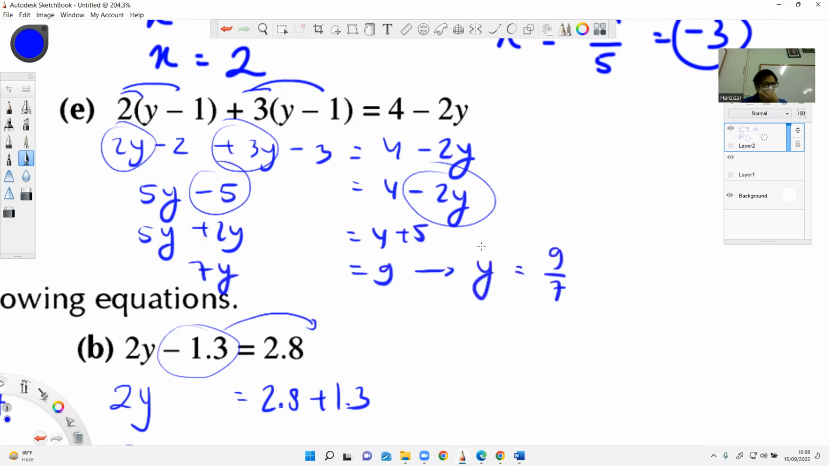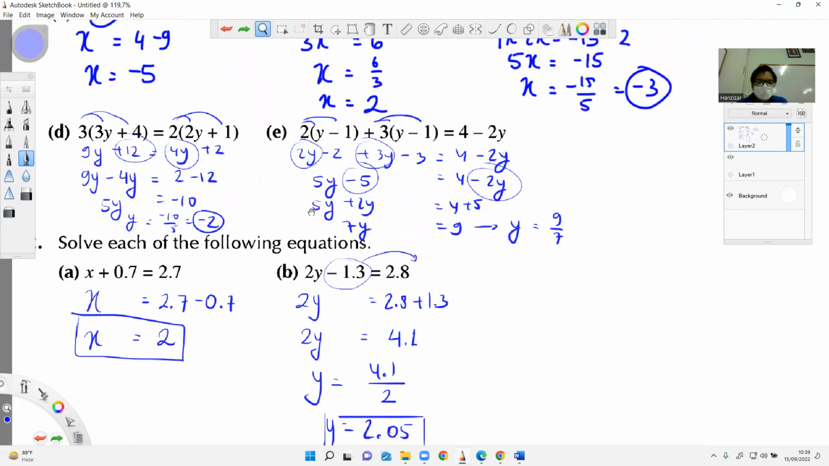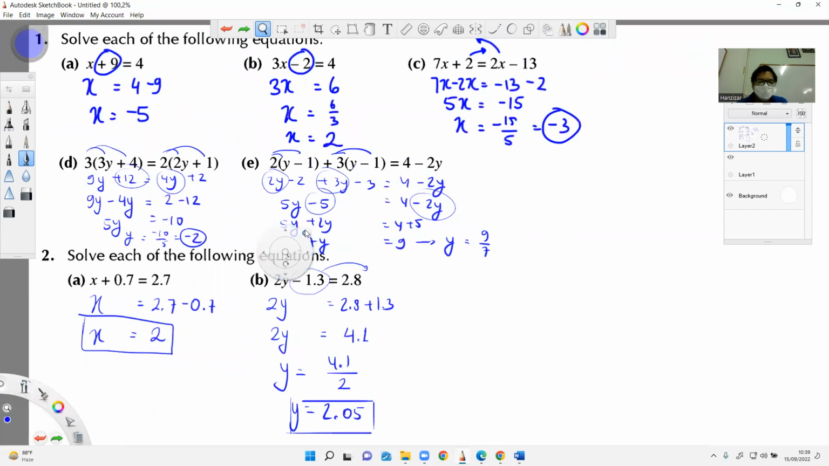You put the 7 to the right side. Okay. 7y. Okay, you can go nearer if you cannot see it properly.